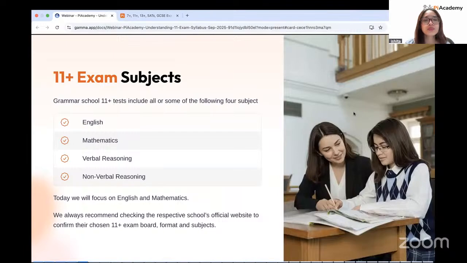So first off, we will start by understanding what are the main subjects that will be tested in the 11 plus exam. There are 4 main subjects: 11 plus English, 11 plus mathematics, and then you also have verbal reasoning and non-verbal reasoning. For today's webinar, we will be focusing more on English and mathematics, but almost all the schools do test verbal and non-verbal reasoning. However, there are a few that choose to eliminate non-verbal reasoning out of their syllabus. So we really advise you to check the respective school's official website so that you're able to confirm the subjects that they have, the exam board they have, and also the format.